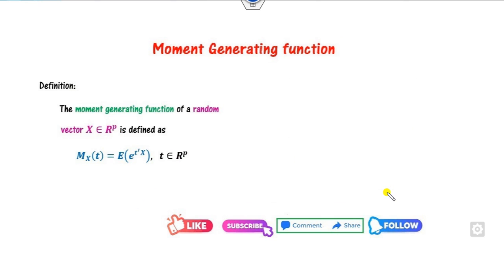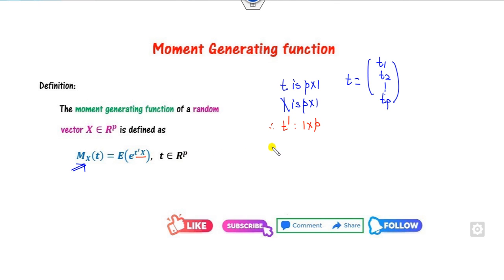The moment generating function is denoted by Mx. T is a variable which is defined in this manner: expected value of e raised to the power t transpose x. Remember, T is my p cross 1 matrix. That means T is T1, T2 up to Tp. That is the dimension. X is also a p cross 1 matrix. So therefore, what is the dimension of T transpose? It is 1 cross p. Then what is T transpose times X? If you multiply them, it is a 1 cross 1 matrix.